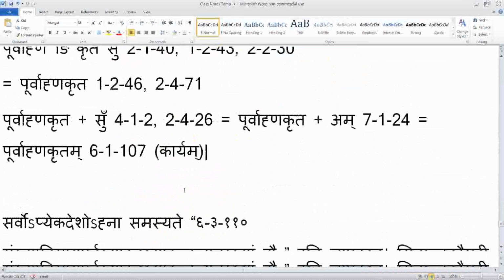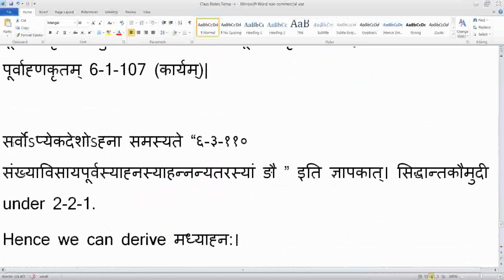Okay, now there is a comment on this sutram. Sarvo sarvaha api ekadeshaha anna samasyate. So what this means is that when you have the ahan, then it doesn't have to be only the purva, apara, adhara, uttara. Any ekadeshaha, any part of the day can compound. How do we get this meaning? How do we figure this out?